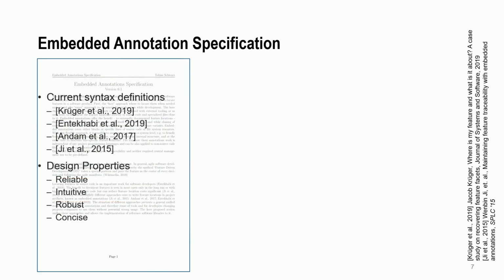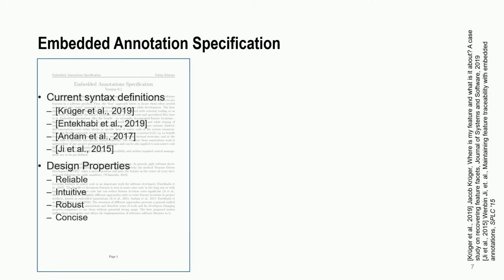To work with embedded annotations, we need a unified specification. Literature is proposing different approaches for documenting features in source code, but they differ from each other even when these specifications are derived from each other.